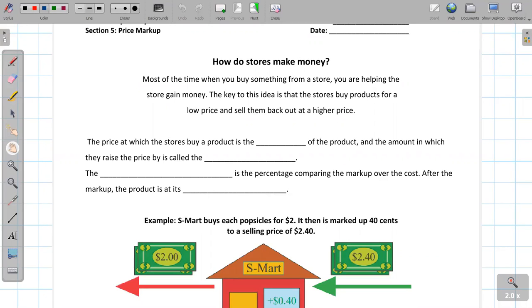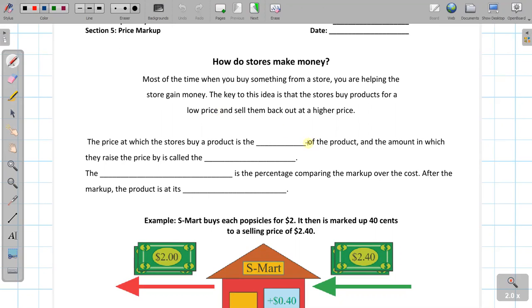Today, we're going to be looking at price markup. How do stores make money? Most of the time when you're buying something from the store, you're helping them make money. The key to this idea is that the store buys products for a lower price and sells them back to you for a profit. So let's look at some vocabulary terms.